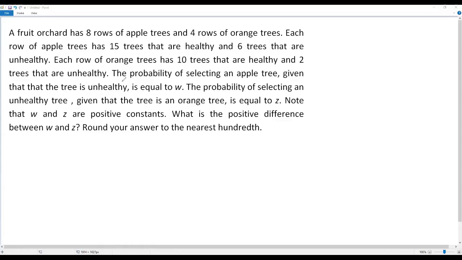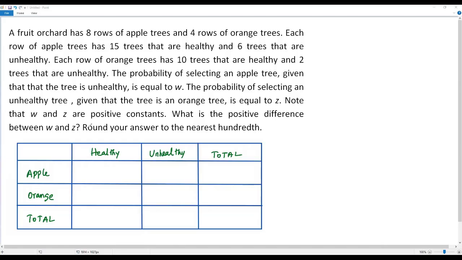Okay, now let me draw a tabular column and write the required stuff. Here we have the tabular column. Now let me fill this tabular column with the information we have. The question says that there are 8 rows of apple trees. In each row, there are 15 healthy trees and 6 unhealthy trees. Now to get the number of healthy apple trees, we have to multiply the number of healthy trees in each row by the number of rows. 15 times 8 is 120. There are 120 healthy apple trees.